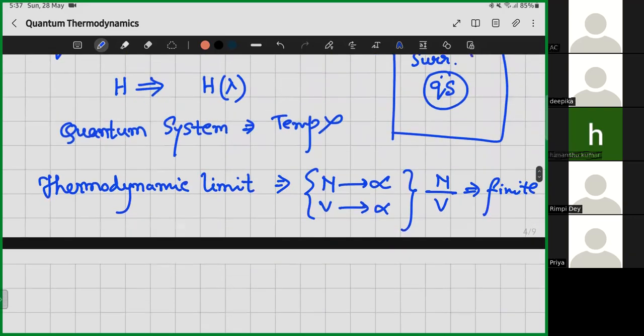Yes, Shuvodip. So this thermodynamic limit I did not get. If N goes to infinity and V goes to infinity, then how can N by V be finite? Infinity by infinity cannot be finite, no? Yes, if both tend to infinity, then the ratio can be finite. Let's say if N goes to the order of 10 to the power 23 and volume is of the order of 10 to the power 22 or something, then N by V is not of that order. It will be just 10 or 100.